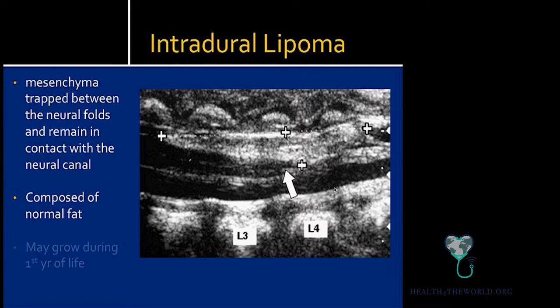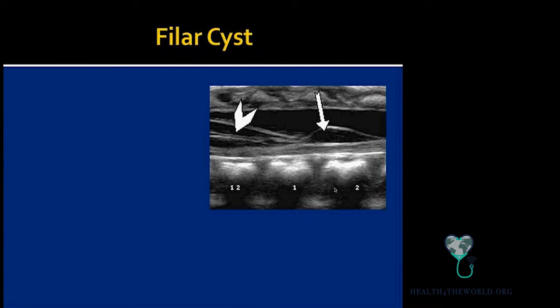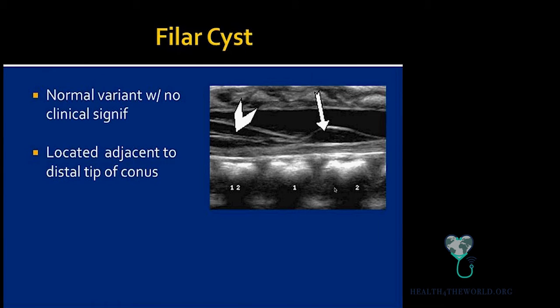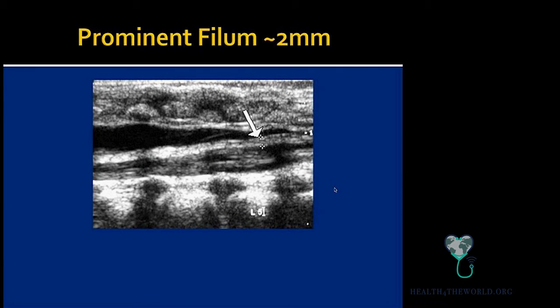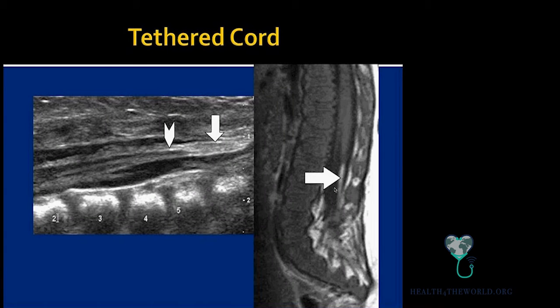The ligament gets trapped here. It's usually normal fat. To point out this thing, it's called a filar cyst. It's a variant, no clinical significance. Challenging to see on MRI. A prominent filum, but around 2 millimeters or less, we'll leave it alone, but this is an example of a prominent filum. Compare that to the tethered cord, which is measuring more than 2 millimeters in this case.